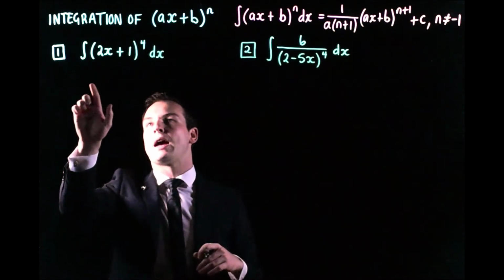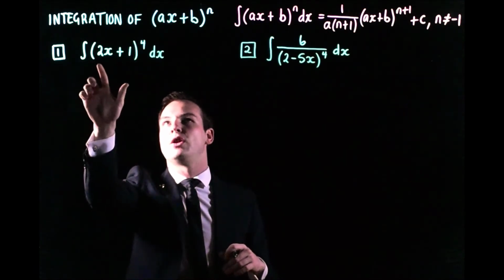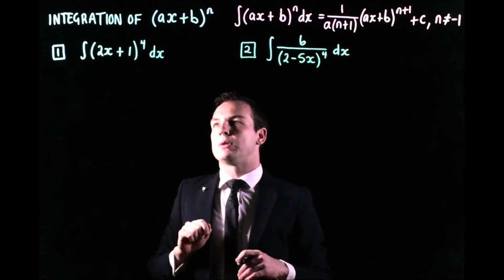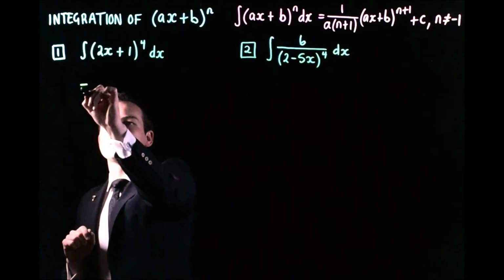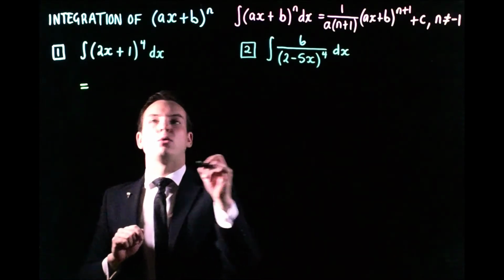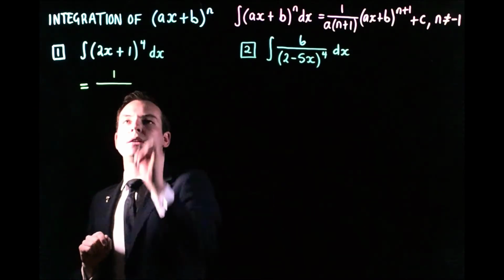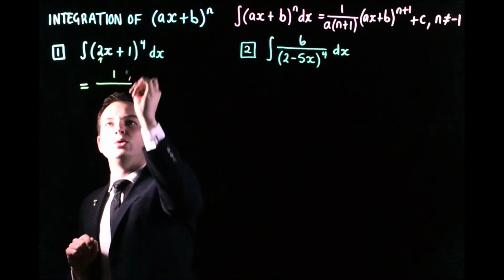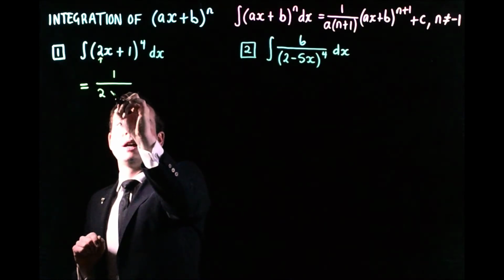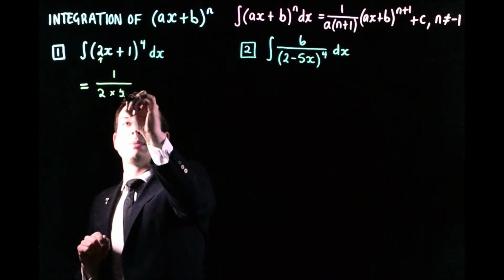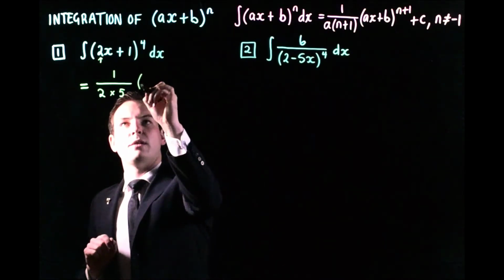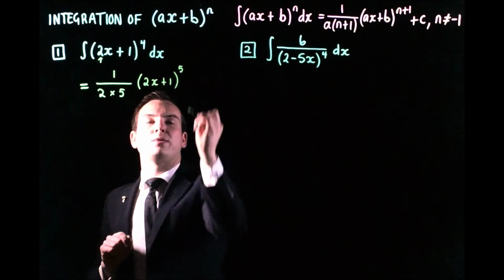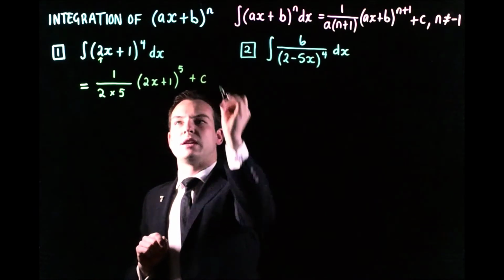So for our first one, we have the integral of 2x plus 1, so that's a linear term, which is what we require to be inside, to the power of 4, and we're going to integrate that with respect to x. So when we do that, this is going to equal, applying our rule, 1 divided by the a term, which is the coefficient of x, so in this case that is 2, so 1 divided by 2 times 5, because when we add 1 to this power, that's going to be 5, and then we're still going to have the 2x plus 1, and now it's going to be to the power of 5 once we've added 1 to that power, and we have a plus c value.